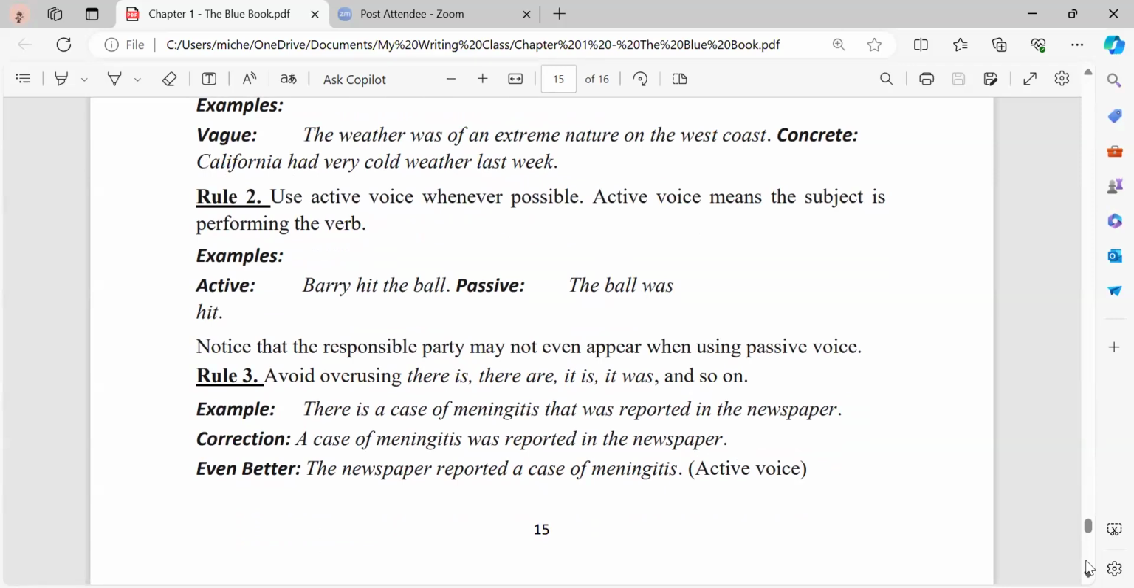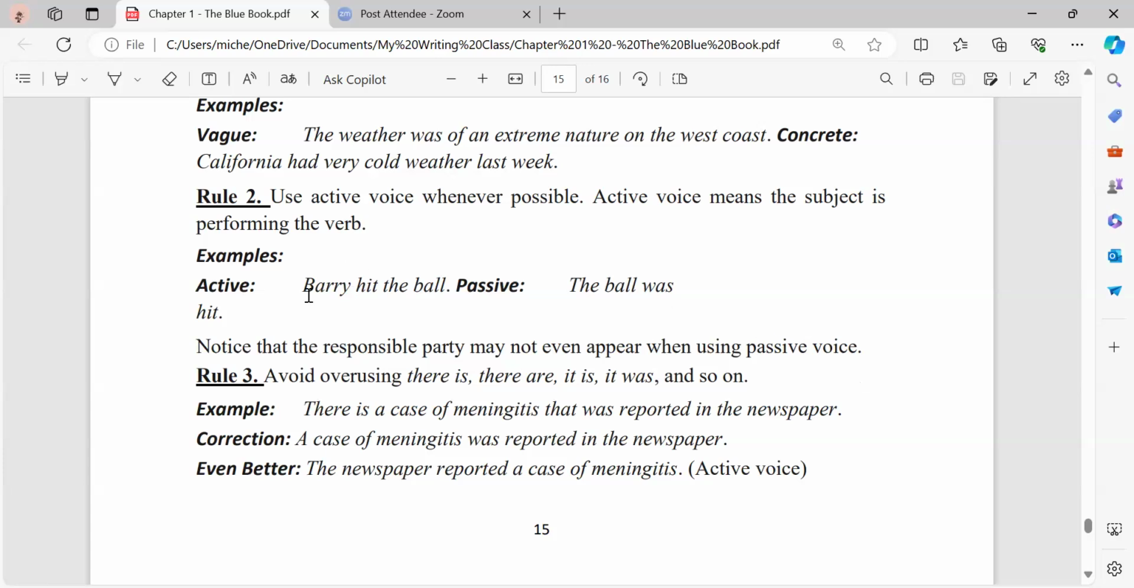So use active voice when possible. Active voice means the subject is performing the verb. So "Barry hit the ball." "The ball was hit." Notice that the responsible party may not even appear when using passive voice. Usually when using passive voice, we can use that for when we are quoting what someone said. So we use passive as well instead of active.